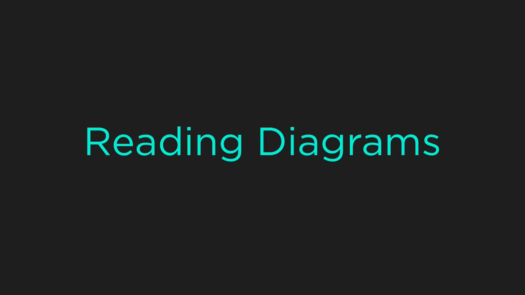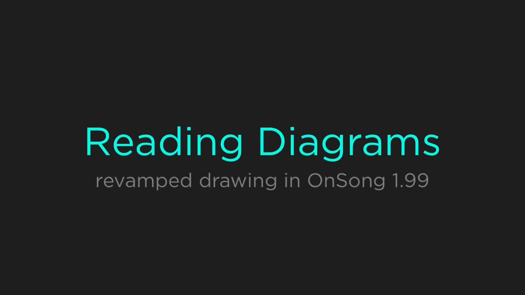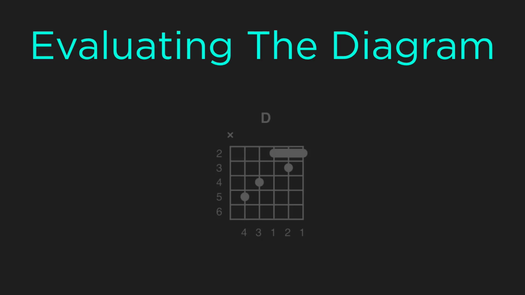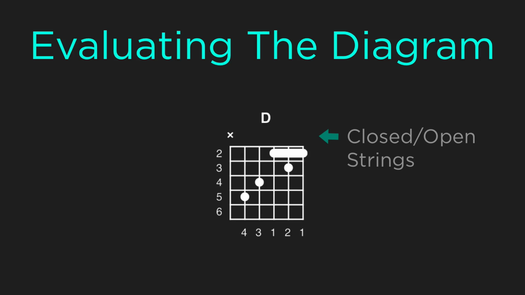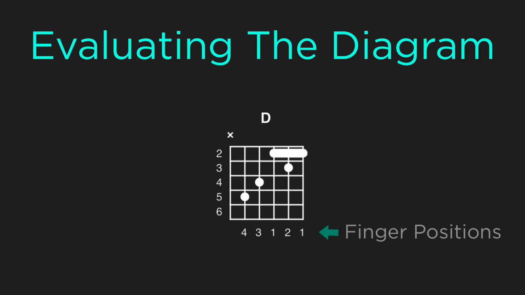Something new in OnSong 1.99 is a change to how chord diagrams are drawn. Let's take a look at how this has been changed by evaluating the chord diagram itself. Along the left side are numbers representing the frets on the guitar fretboard. The top of the chord chart indicates if strings should be played open with an O or not played at all with an X. Along the bottom of the chart are numbers that now represent the fingers to use to play the chord. OnSong automatically determines finger positions to use when playing the chord.